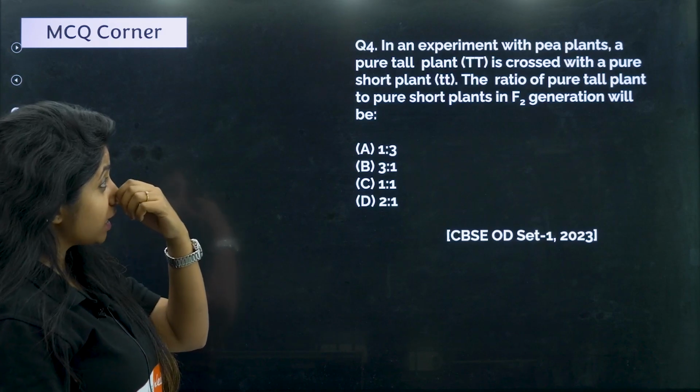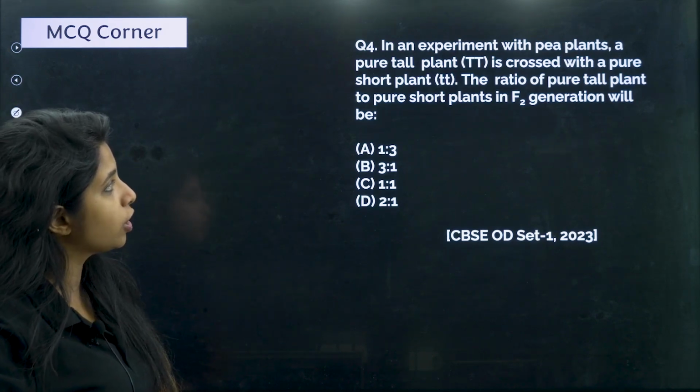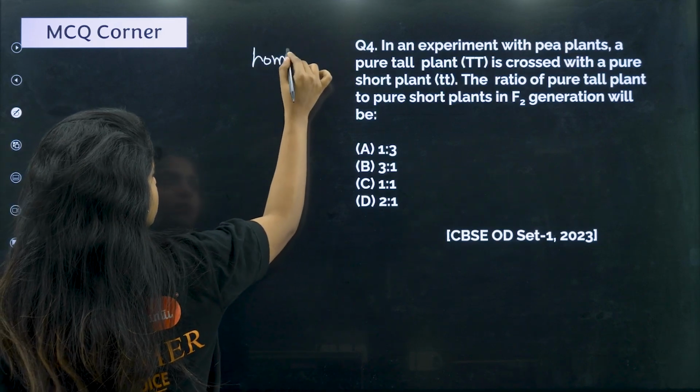Now, in an experiment with pea plants, a pure tall pea plant is crossed with a pure short plant. What do you mean by pure? Pure always means homozygous, as in both the alleles are the same.